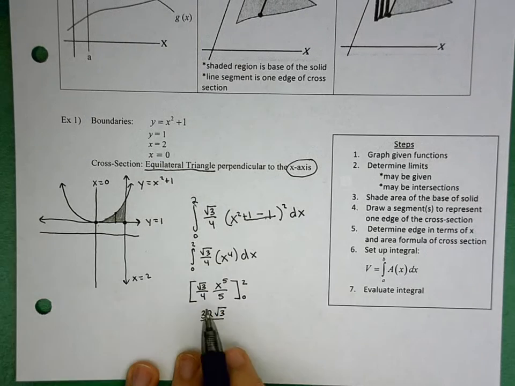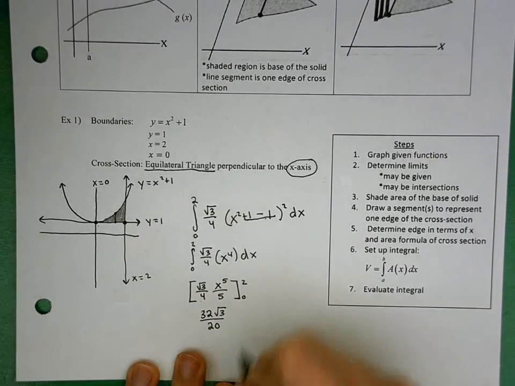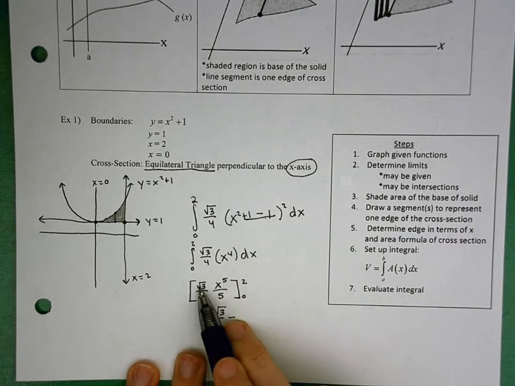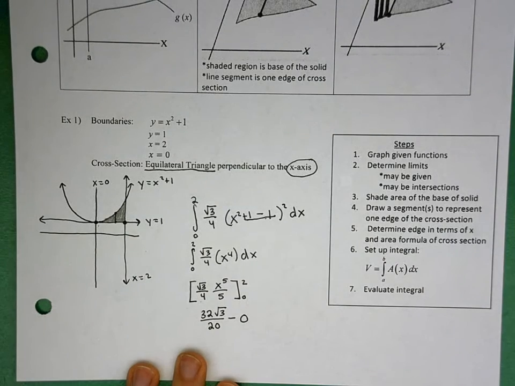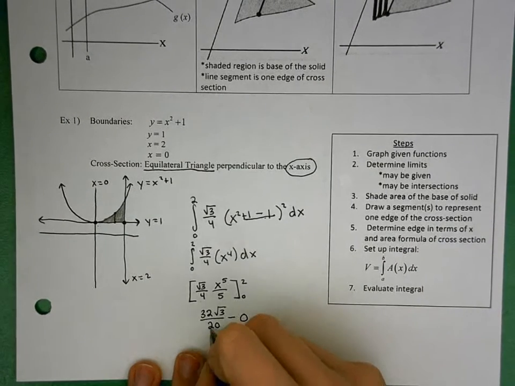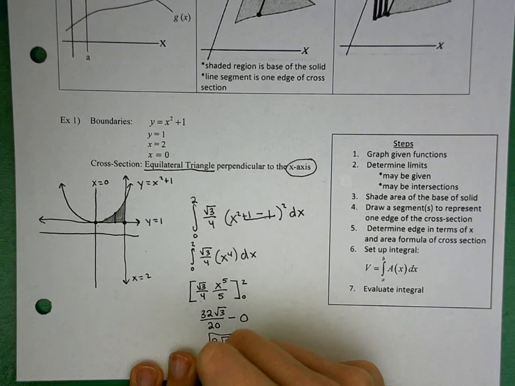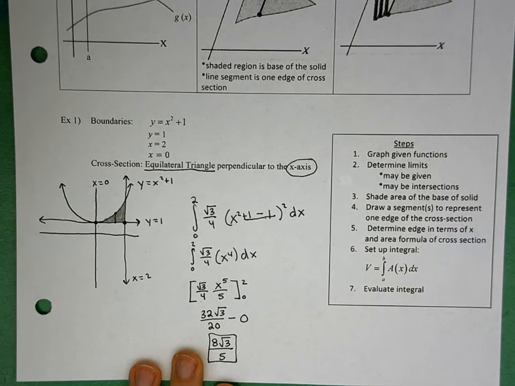And I'm going to go ahead and combine this 4 times 5 to make it 20. And then minus my lower, plug in that 0, we're going to get 0 over 5, which is just 0. And then you could potentially reduce this. 4 comes out of both of them, and this would make 8 root 3 over 5.